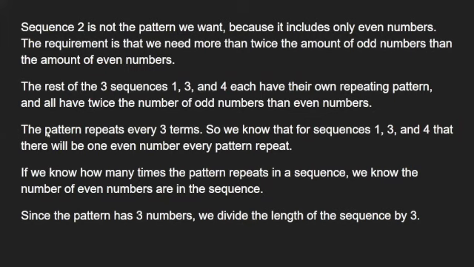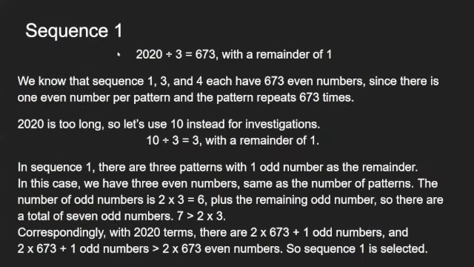The pattern repeats every 3 terms, so for sequences 1, 3, and 4 there will be one even number every pattern repeat. So if we know how many times the pattern repeats in the sequence, we know how many even numbers are in the sequence. Since the pattern has 3 numbers, we divide the length of the sequence by 3. So sequence 1: 2020 terms divided by 3 is 673 with a remainder of 1.